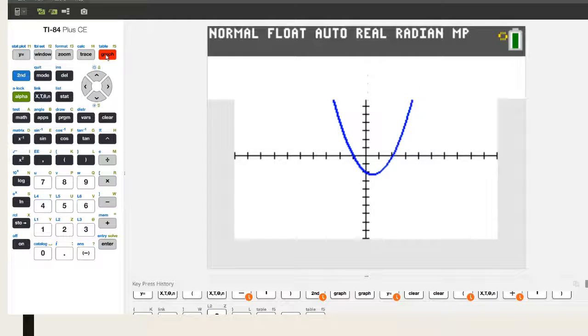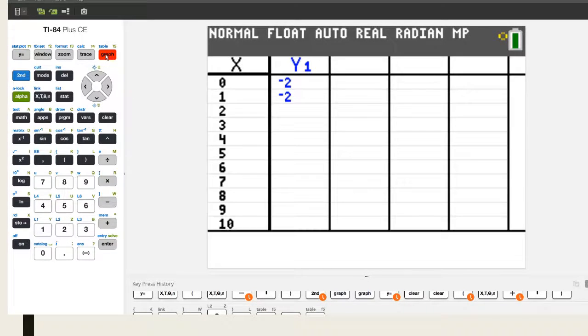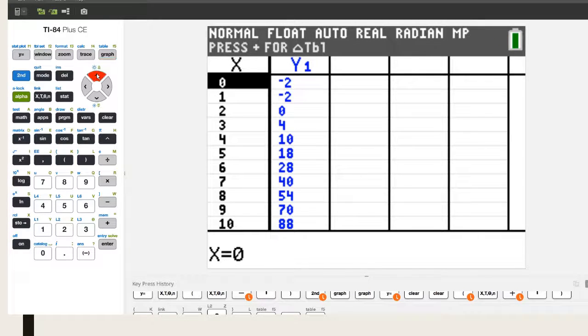Looking at the table, I'm going to have to look for the x values where the y value is 0. If I go up, I see that for x equals negative 1, the y is 0, and for x equals 2, the y is 0. That means that I was correct. My x values are negative 1 and 2.